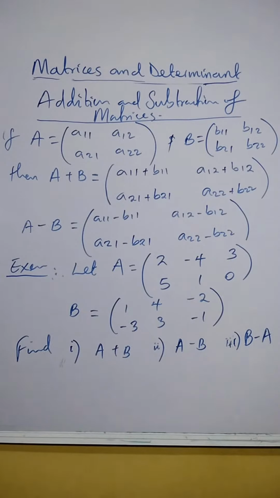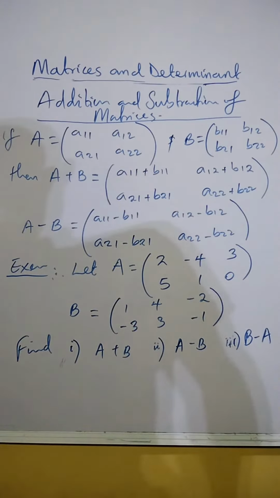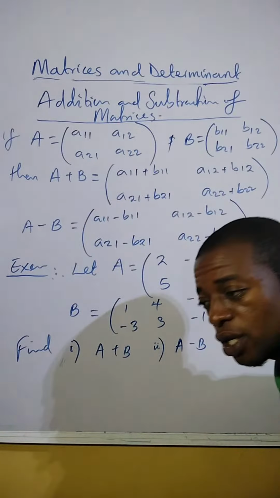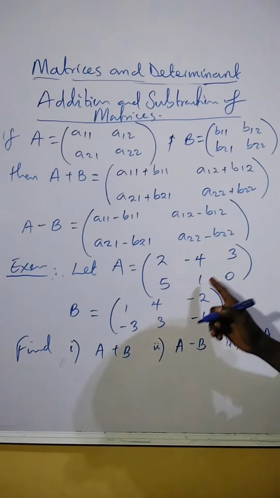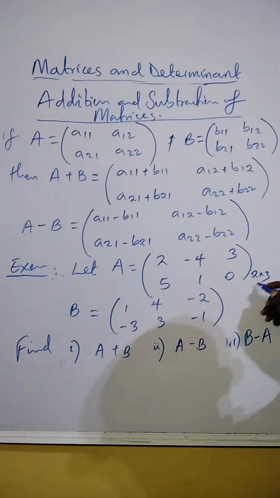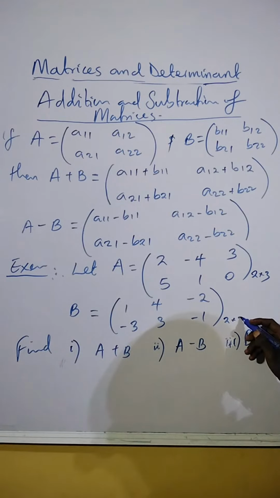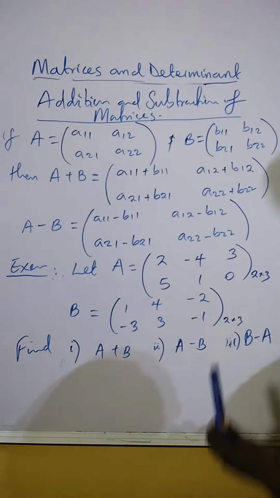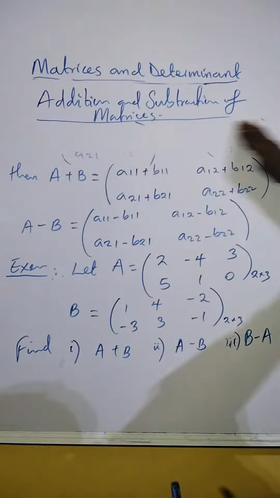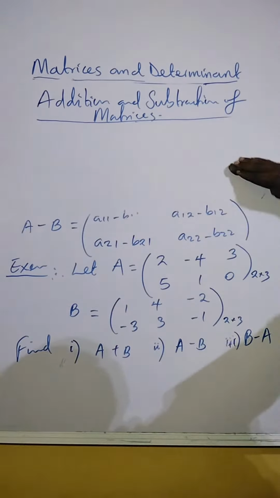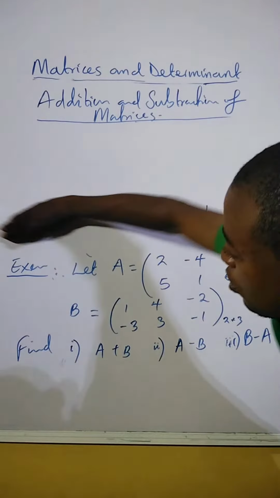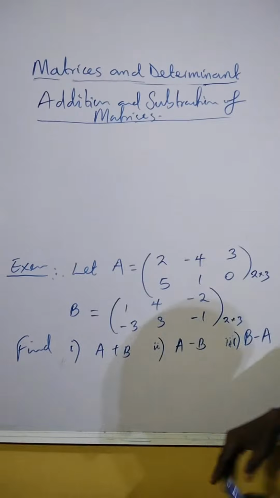So now, when we lay our eyes on this and follow the general way of adding and subtracting, we discover that this is very simple. This matrix has 2 rows and 3 columns, that's 2 by 3, and the other is also 2 by 3. So we can easily add and subtract. Let's do the solution together here.